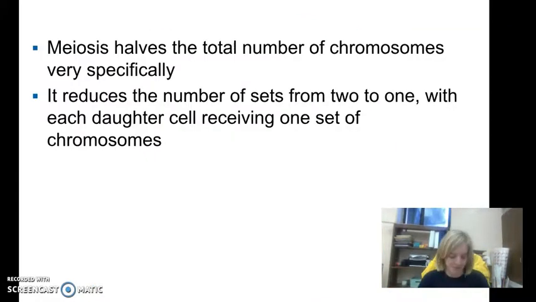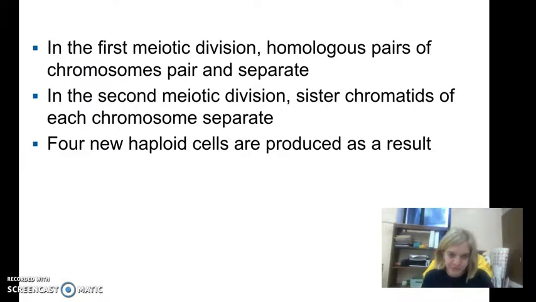Essentially what happens in meiosis is that the total number of chromosomes is halved, reducing the number of sets of chromosomes from 2 to 1, and each of the daughter cells receives 1 set of chromosomes. In the first part of meiosis, known as meiosis 1, the homologous pairs of chromosomes separate, and in meiosis 2, the sister chromatids separate.